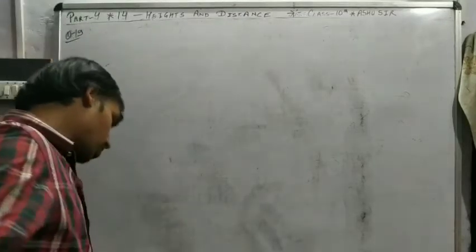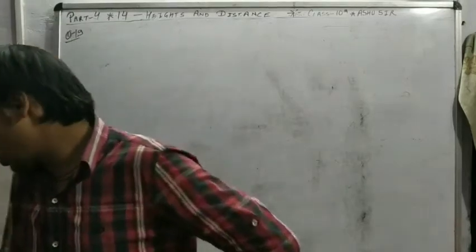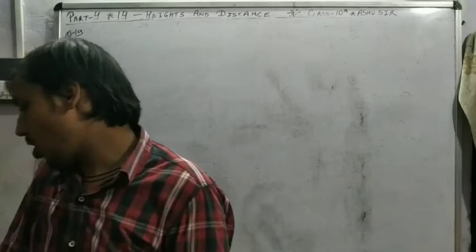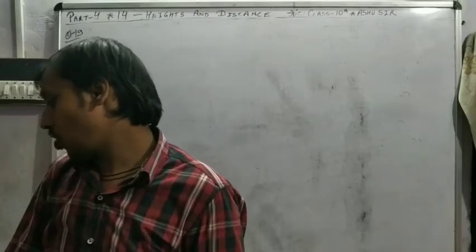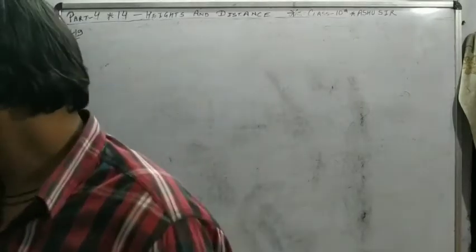Let's see your next question of the homework. We gave it in the previous class. The question is: the angle of elevation of the top of a hill at the foot of a tower is 60 degrees and the angle of depression from the top of the tower to the foot of the hill is 30 degrees. If the tower is 50 meter high, find the height of the hill.